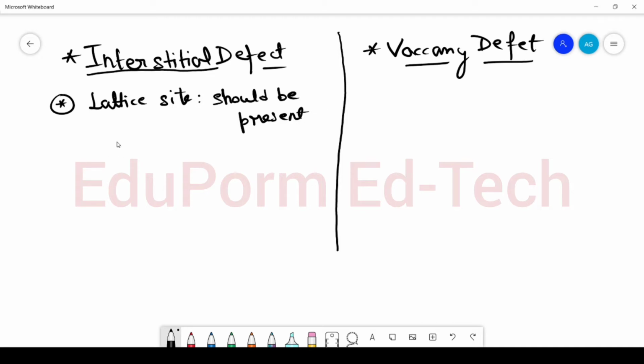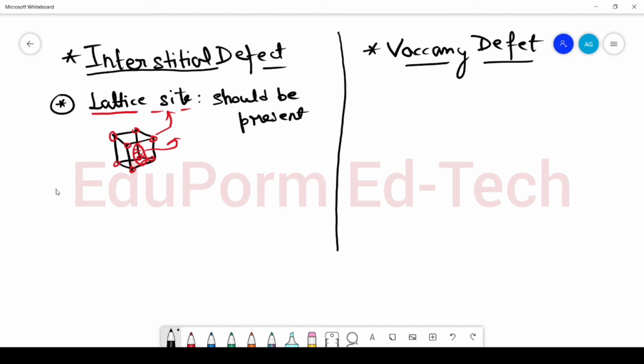For example, if I talk about a body-centered crystal, it consists of one lattice point present at each corner, 1, 2, 3, 4, 5, 6, 7, 8, and one lattice point present at the center of the body. So this is the lattice site at the body, and this is the lattice site on the corner. The point where by default the lattice point, that means the atom, the molecule, or the ion, should be present is called the lattice site.